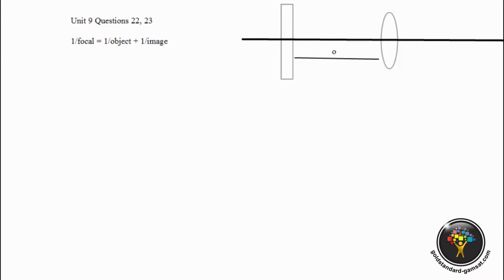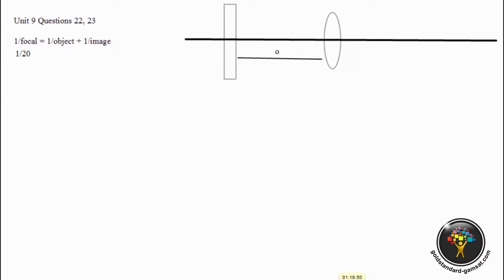So first of all, we're given that the plate is positioned 30 centimeters from the lens. That means the plate is the object and it's 30 centimeters from the lens. And we know that the focal length is 20 centimeters. So then, we have 1 divided by 20 centimeters, which is given in the passage, in the first or second sentence. And that's going to be equal to 1 over 30, which is given in the question, plus 1 over the image.